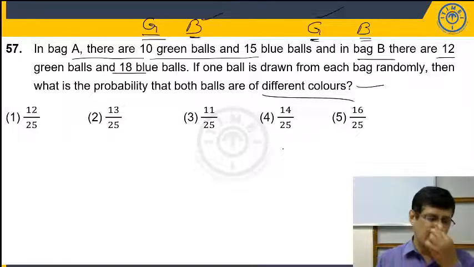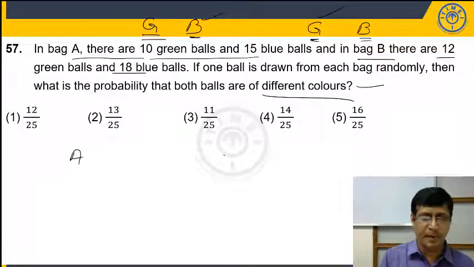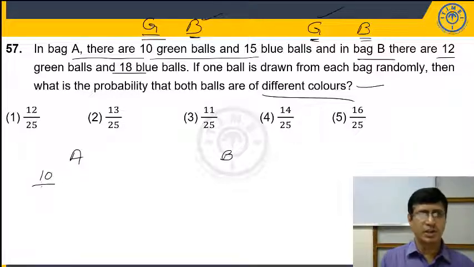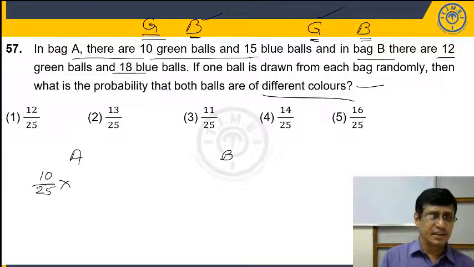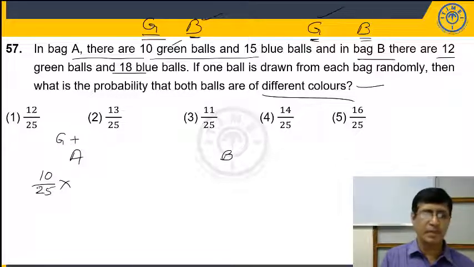The 5 options given. Now, what are the possibilities? Just look at this one. I am using bag A and bag B. Bag A, how many green balls here? 10. What about the total? 10 plus 15, it is 25. 10 is the green balls. When you are taking green from A, we should take the blue from B. So what is the blue from B? Blue from B means 18 balls upon total how much here? 30.